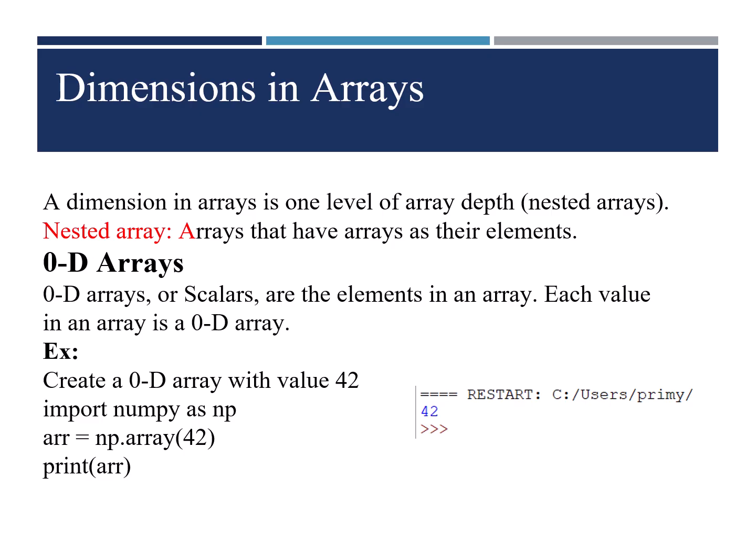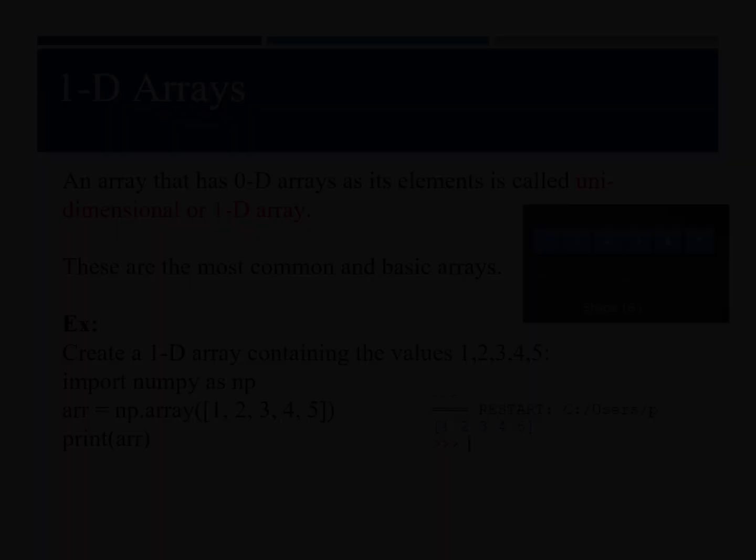Here the example is import numpy as np, and in the next line of code we have arr equal to np.array of 42. It is a single value. Now when you print arr, the output we get is 42. So this is an example to create 0D arrays.